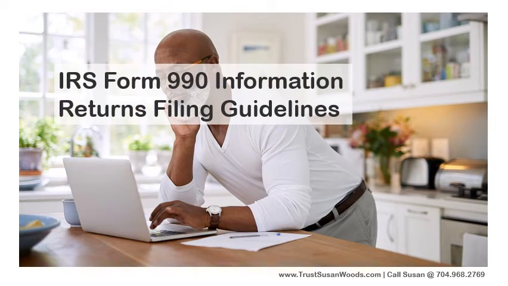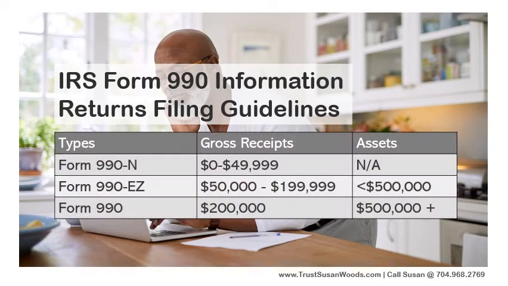This is important information because this is what's going to allow you to retain your 501c3 status over the years. So the IRS Form 990 information returns filing guidelines are as follows. Let's look at this table. You have types in one column, gross receipts in the second column, and assets in the third column. Okay? So in column one, you have the Form 990N, which is also called the e-postcard.